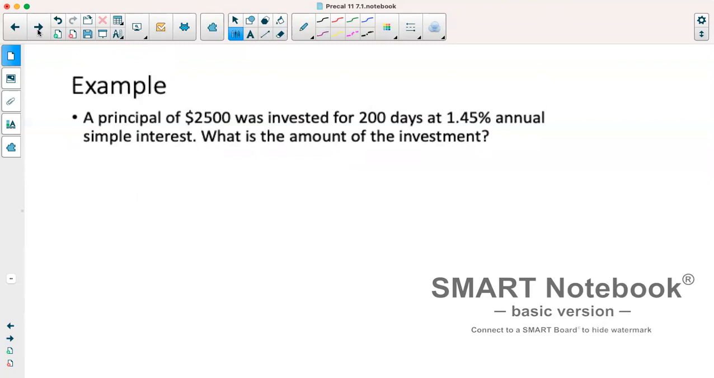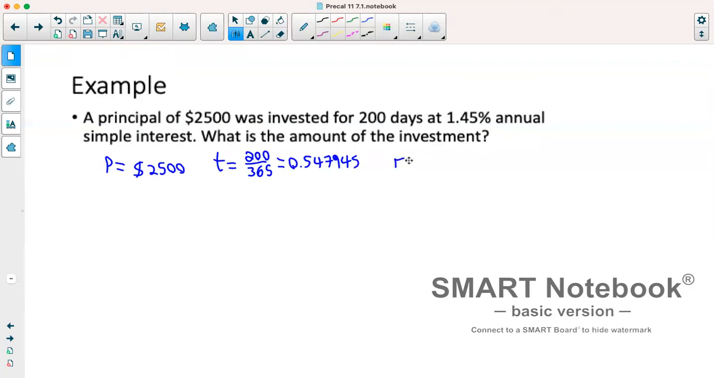So, for example, principal of 2,500 was invested for 200 days at 1.45% annual simple interest. We want to know what the amount of the investment was. So once again, as we read through, write out information. We're given a principal of $2,500. We are given a time of 200 days. We want to divide that by 365 to change that into years. Now, with money, we want to try to keep as many decimal places as possible. So we've got 0.547945.